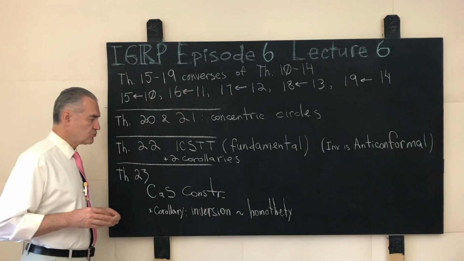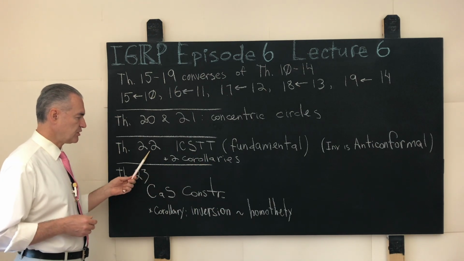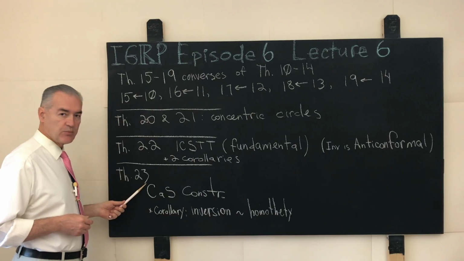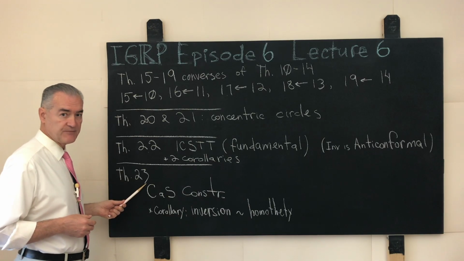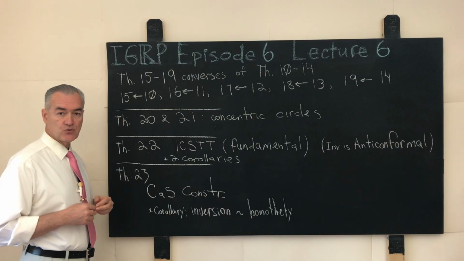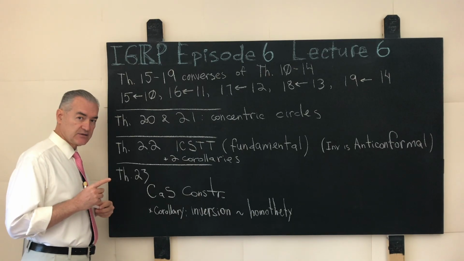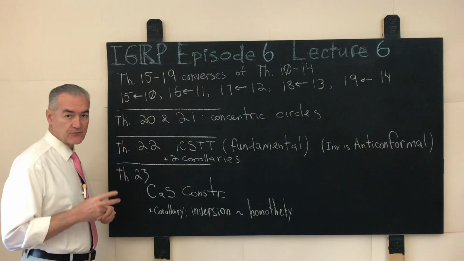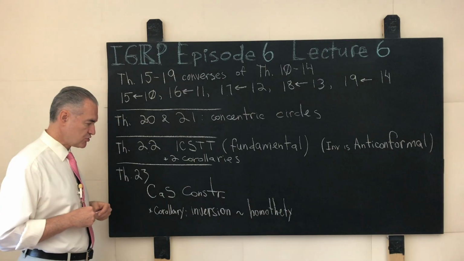Next, we will look at 2 very straightforward corollaries of theorem number 22, and in the final part of this lecture, we will prove theorem number 23, which studies how inversion of the real plane with respect to a circle acts on circles that do not pass through the center of inversion, but which still have 2 distinct points in common with the circle of inversion.